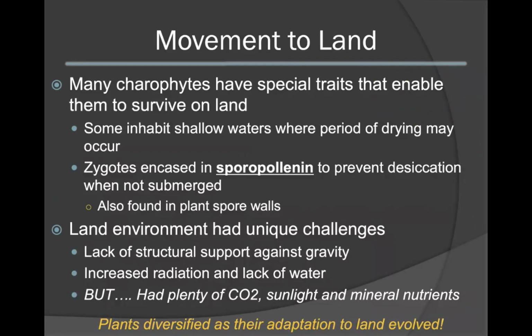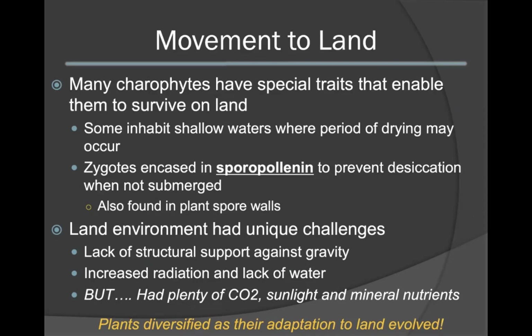Many charophytes develop special traits that enable them to survive in the land environment. Some of these charophytes are known to inhabit shallow waters where they may experience periods of drying. Many of these can produce zygotes, which are encased in sporopollenin. This is a strong polymer that can prevent desiccation when the zygotes are not submerged.